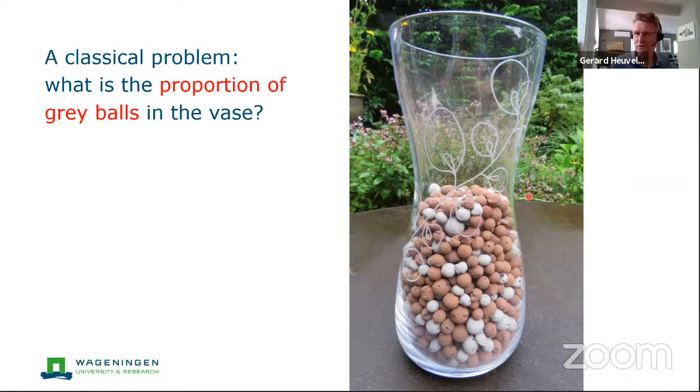So what we usually would do, and I hope you agree with me, is we take a random sample from the vase. For example, we could take randomly 30 balls from this vase and count how many of them are gray. If, let's say, 10 out of 30 are gray, then our estimate of the proportion of gray balls in the vase would simply be 1/3. That's the way we do it, and it will give us an unbiased estimate of the proportion of gray balls in the vase.